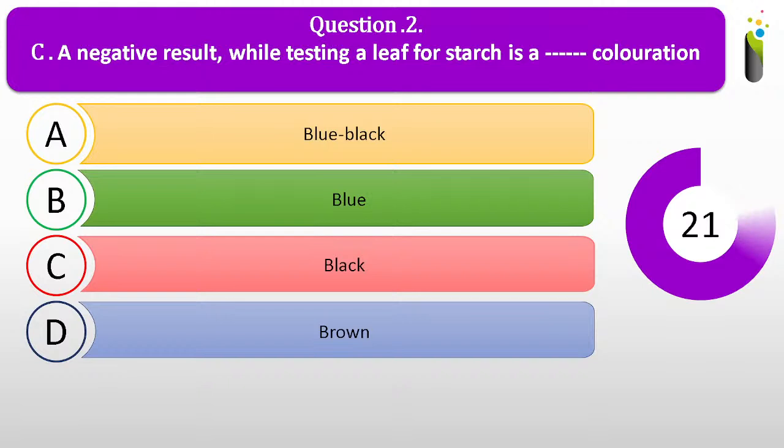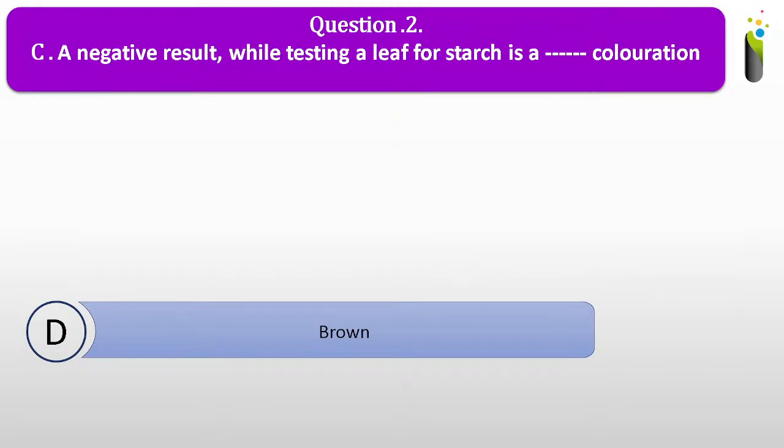So a negative result while testing a leaf for starch is a dash coloration. And the correct answer for this question is brown. Okay, so a negative result while testing a leaf for starch is a brown coloration.